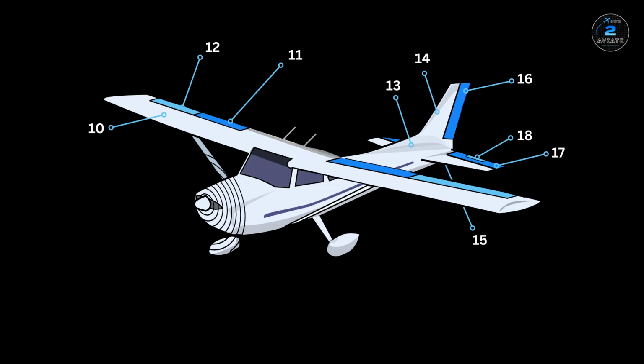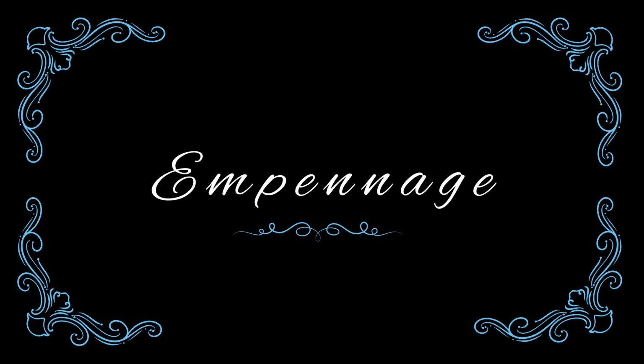The next one requires a little less explanation. If you remember from our last video, we discussed the fuselage and how it acts as the central body of the plane. Well, if you look past the fuselage, you'll find the tail of the plane, and this is called the empennage.